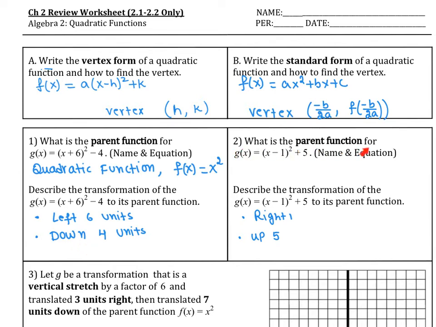Number 2 is the same thing. You're going to write down the quadratic function as the name, and the equation is f(x) = x². Description of this one: the negative 1 means you're going to go right 1 unit, plus 5 means up 5 units.